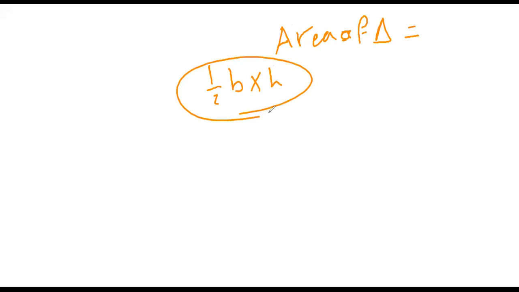So if we have a triangular prism, do you remember, my sons and daughters, the area of the triangle equals what? Half multiply the length of the base multiply the height. Or base multiply height divided by 2.